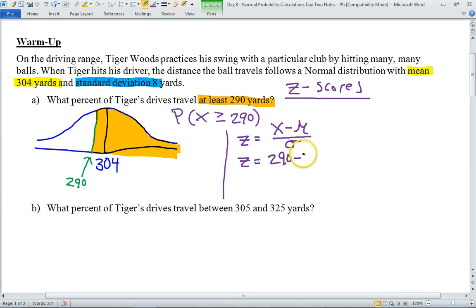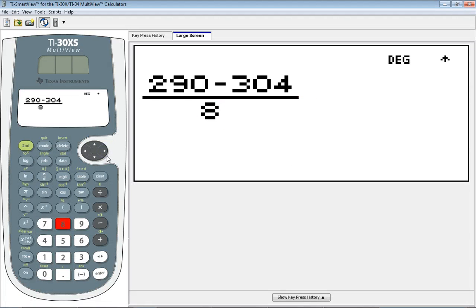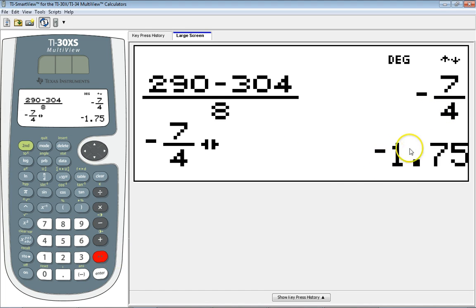So in this case, the z-score for 290 is going to be 290 minus the mean, which was 304, divided by the standard deviation, which was 8. So just put that in your calculator. 290 minus 304 over 8. I get that fraction at first. I toggle it. That's negative 1.75.